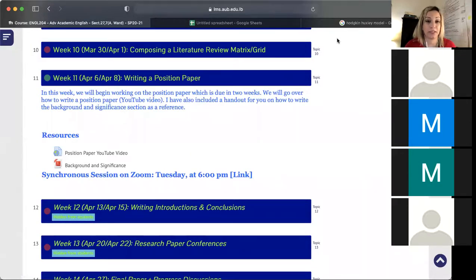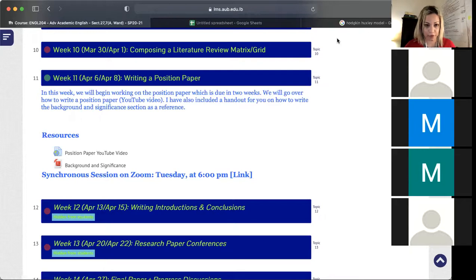First of all, welcome to week 11 of English 204. We have done the bulk of the work. So from now on, it should be a smoother ride for you from now until the end of the semester. What will happen from now until the end of the semester? This week, you're going to start working on your position paper.